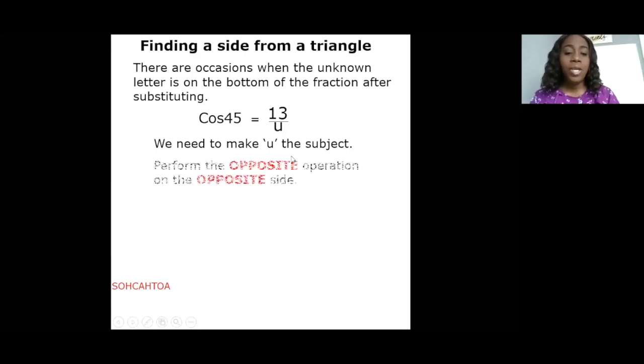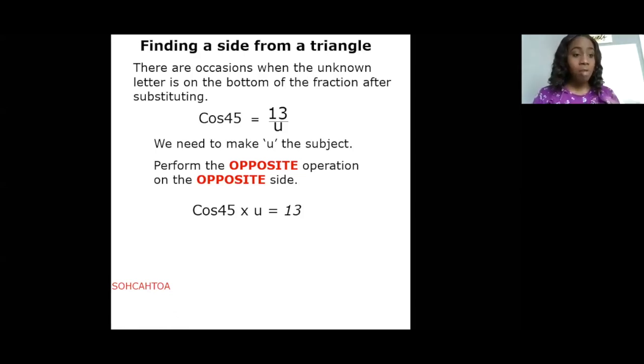So I'm going to perform the opposite operation on the opposite side. So I'm going to get u from where it is. It's divide u. So when I write u again, it's going to be multiply u. Okay? So I said opposite operation, opposite side. Now u is in a better place. I need now to get rid of the cosine 45. Lachey, you are right. You are right. Okay? I'm going to get there.